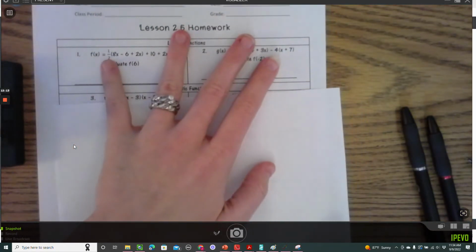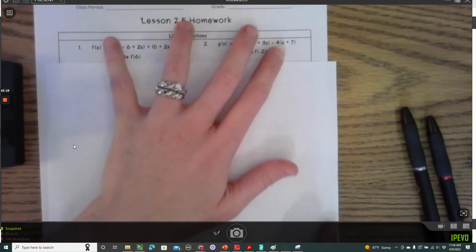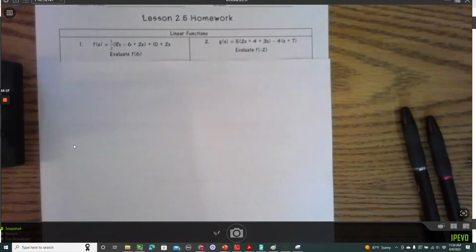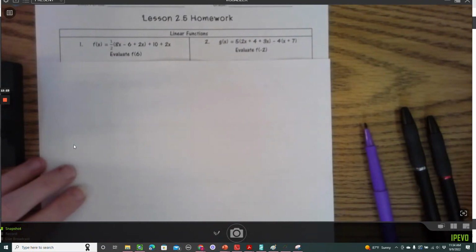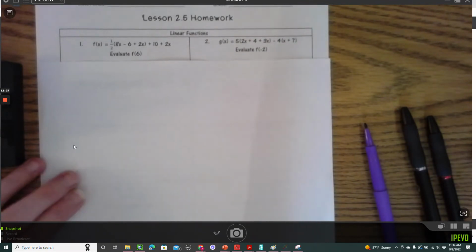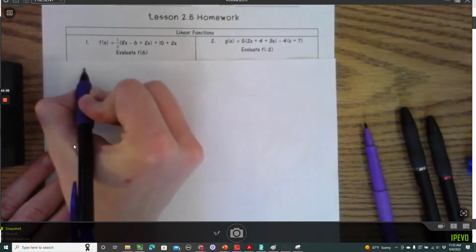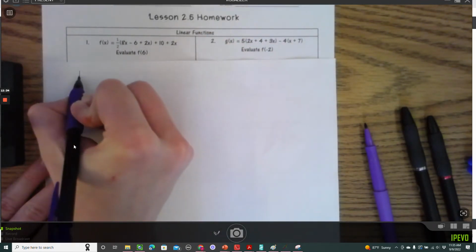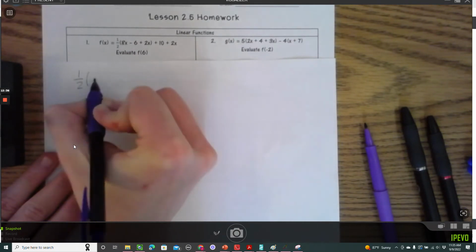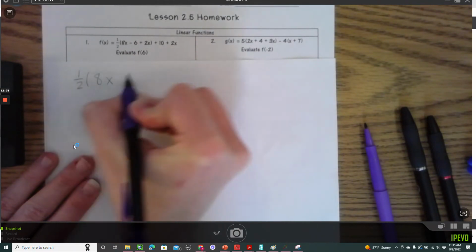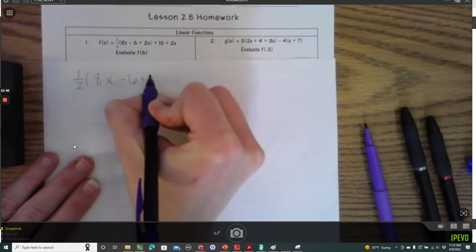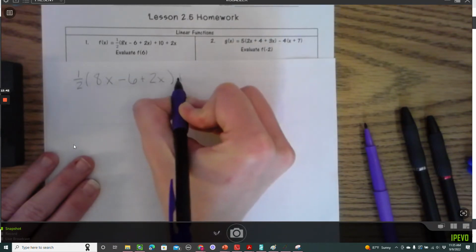All right, so this part of the video is for lesson 2.5 homework. Number 1 says f of x equals 1/2 times 8x minus 6 plus 2x plus 10 plus 2x. So how I teach the algebra kids, and even my 8th graders, I taught this lesson too, was to rewrite the entire expression in pencil and write it big, kind of space it out.